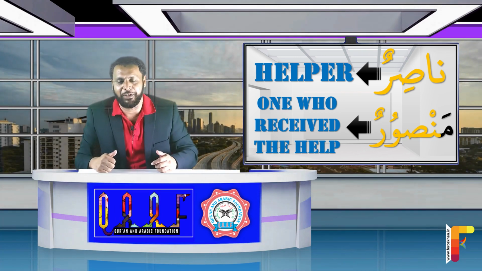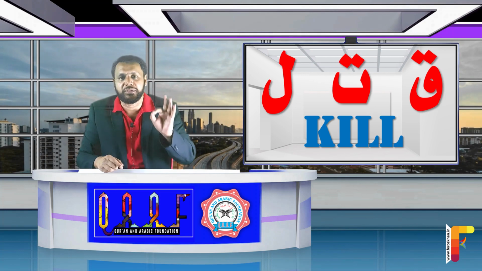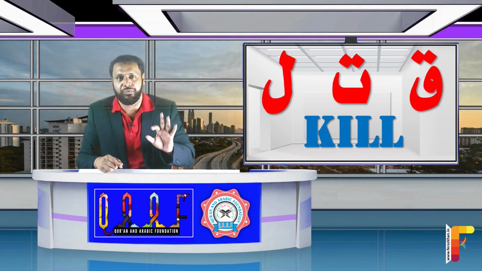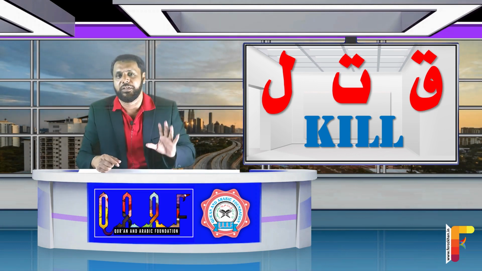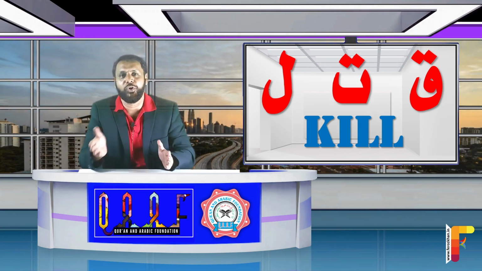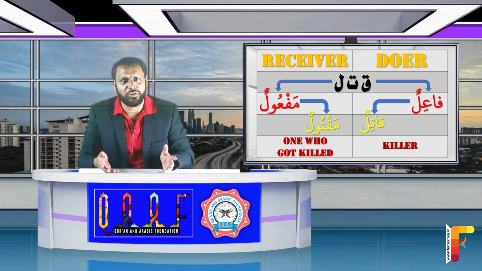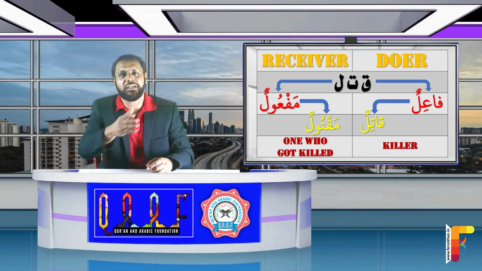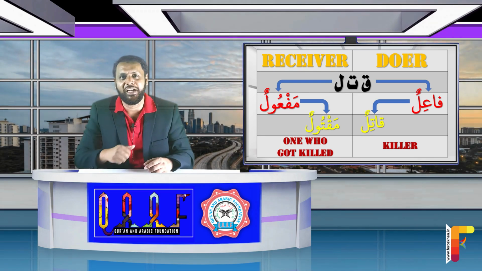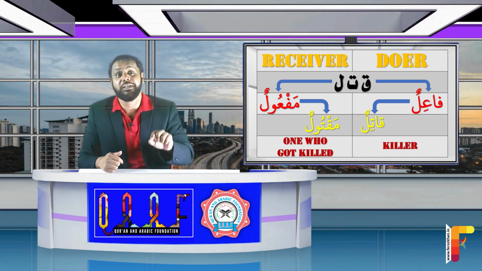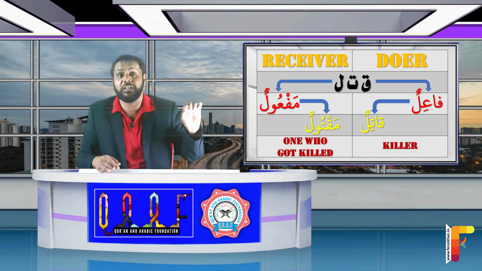Let's take another example. Let's take three root letters as qaf, ta and lam. Qaf, the bigger kaf. Qaf, ta and lam. Now when you put it in this fa'ilun pattern, what do you get? Qatilun. Who is qatilun? The one who does qatl, the killer. Of course, if there is a killer, there is someone who got killed. What do you call him? You call him on the pattern of maf'ulun. So you get maqtulun.